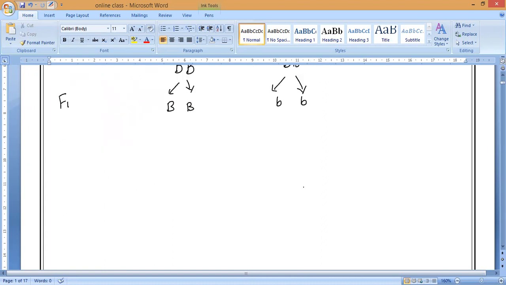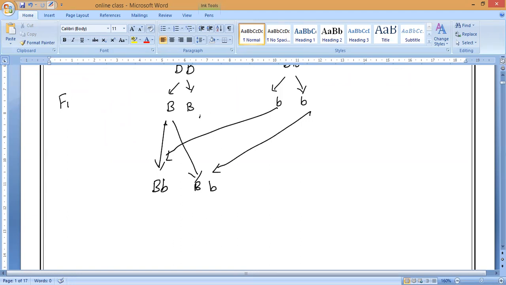So now if you do the crossing, what will we get? B and small b. Next one, here it will come small b. So next capital B, you have to tell me, or should I tell you? This is the F1 crossing. Yes or no, guys? Everybody?